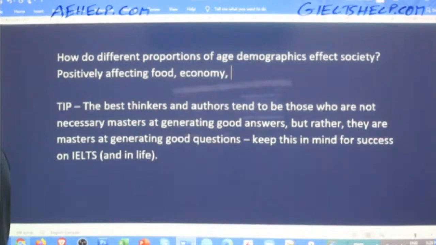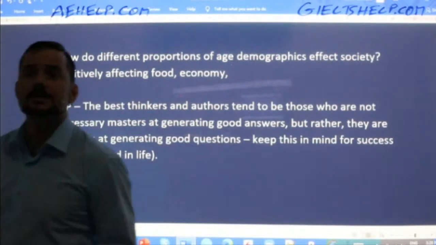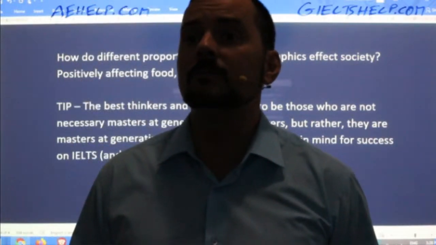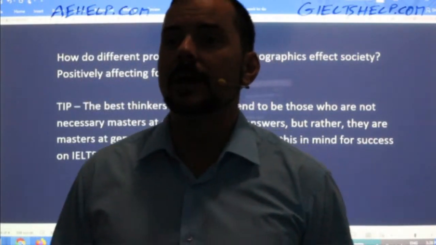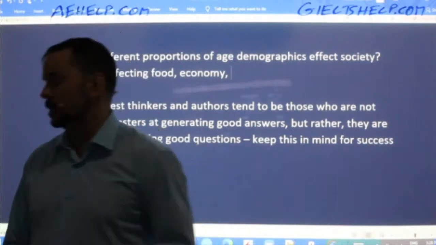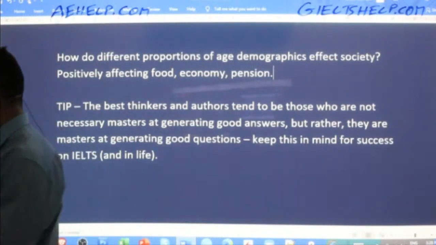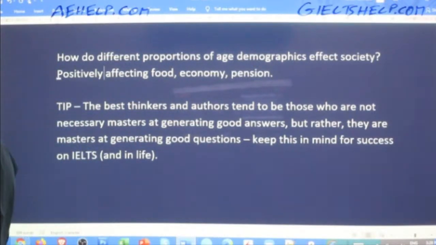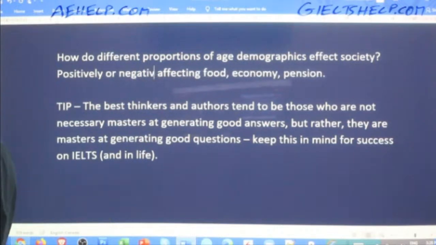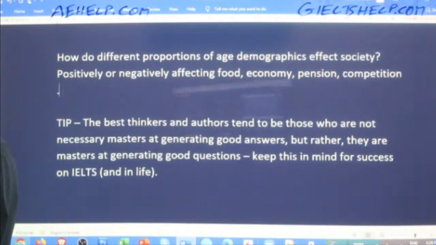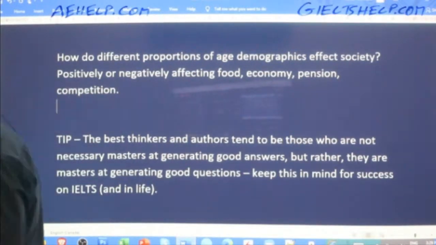And what else are students saying here? Let's see. What else? Pension, sure, okay. All right. So positively or negatively, competition is another one that comes to mind.